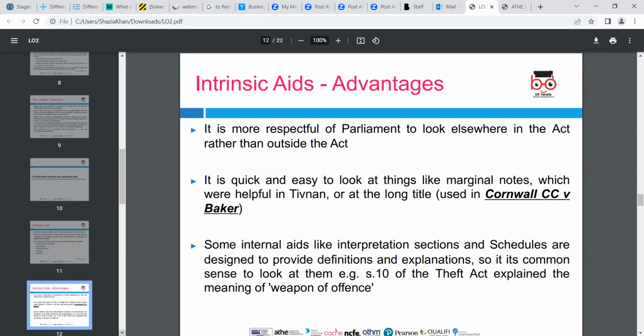Intrinsic aids, the advantages: it is more respectful of Parliament to look elsewhere in the Act rather than outside the Act. It is quick and easy to look at things like marginal notes, which are helpful in Tivnan, or at the long title used in the Cornwall CC and Baker case.